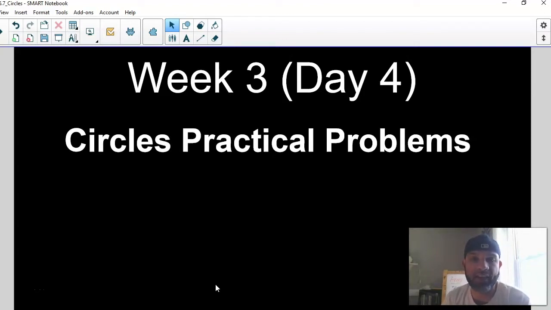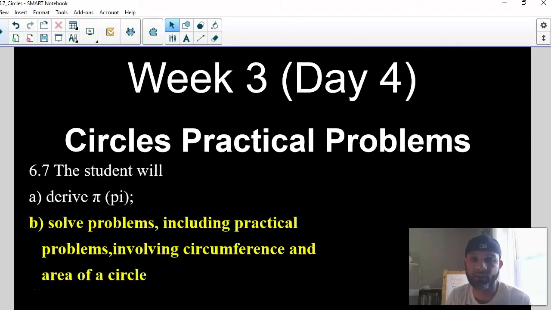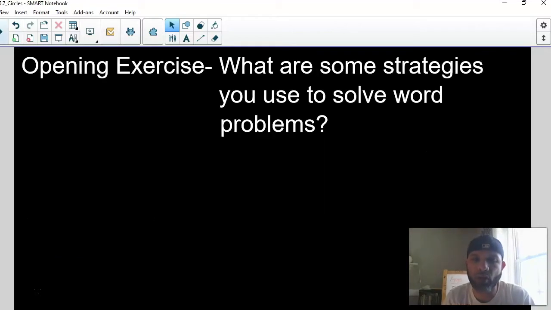Today we'll be looking at circles and practical problems. Yesterday we focused on calculating the area and the circumference of a circle using drag charts, and we'll do a little bit of that today to help us gather our information. But today we're going to look at those practical problems, and what does that mean when we say practical problems? All right, so I want you to do this for your opening exercise.